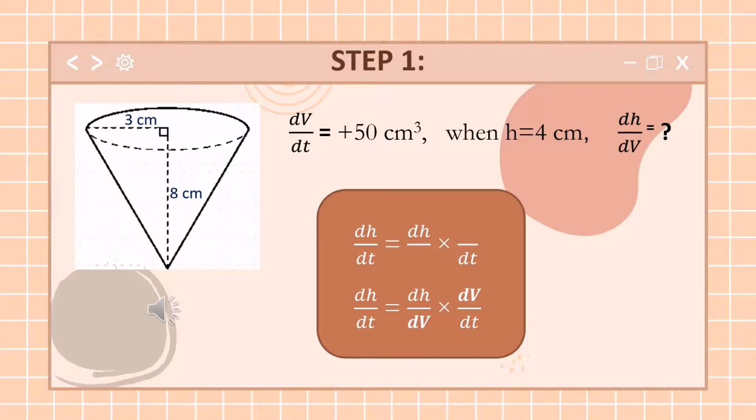After that, write an equation that relates the quantity of interest, which is dh over dt equals dh over dV times dV over dt.